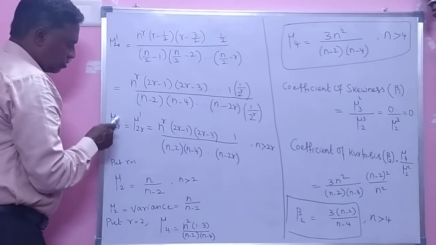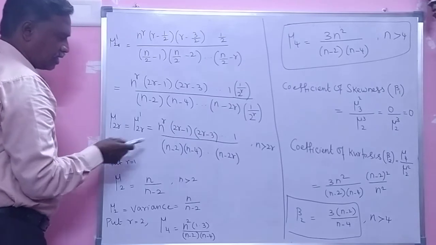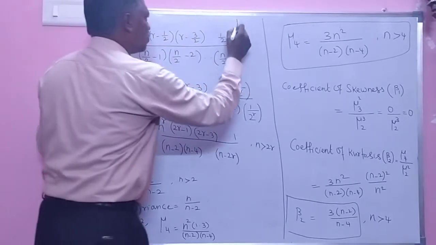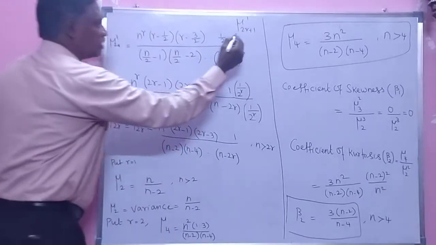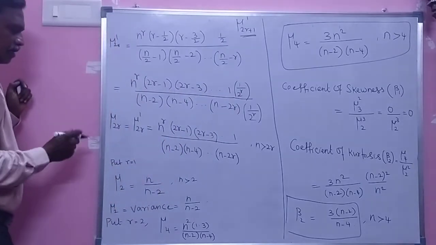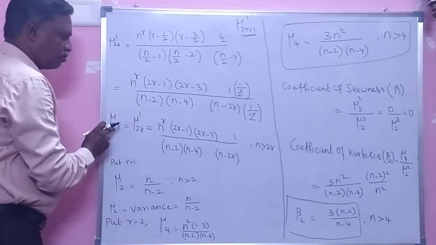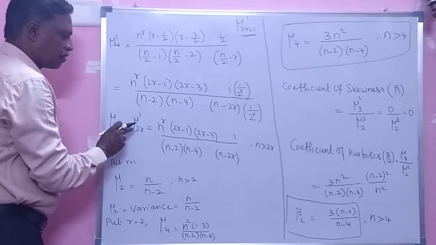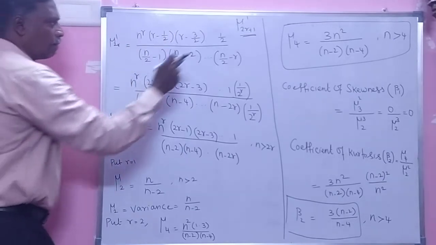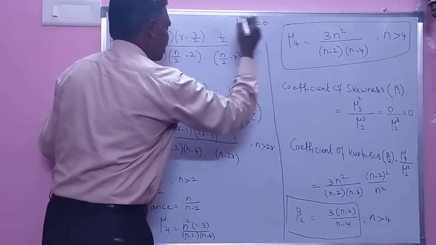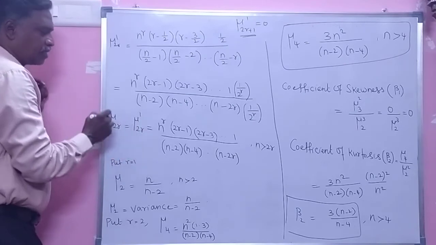The reason is that mu 2r is nothing but the even central moment. In the even central moment, mu 2r plus 1 dash will also be involved, but this one is 0. So automatically mu 2r equals mu 2r dash. So mu 2r is a function of mu 2r plus 1 dash and mu 2r dash. Mu 2r plus 1 dash is 0; already we proved this one. So the remaining term, mu 2r dash, only will exist. This is equal to mu 2r.